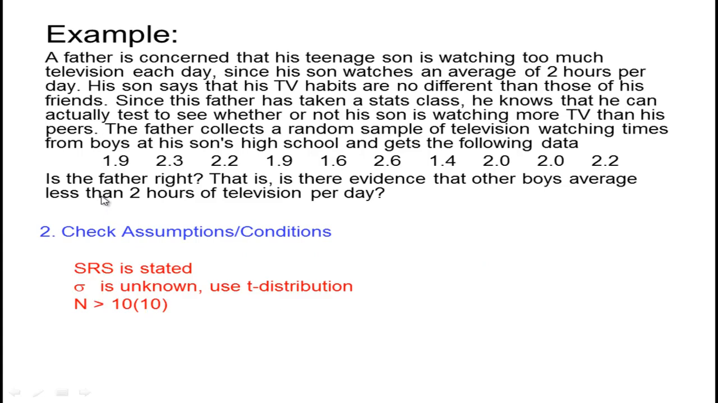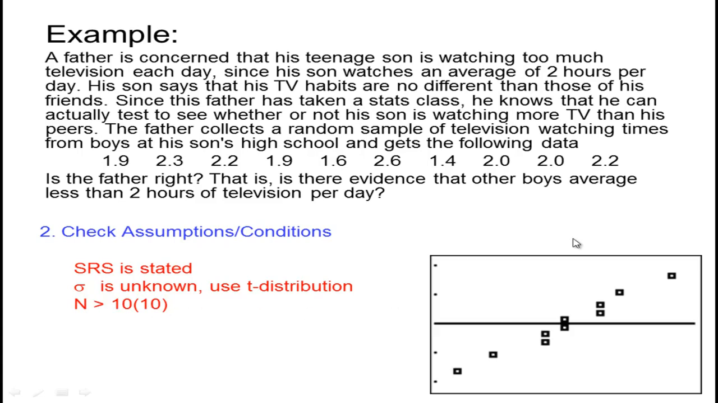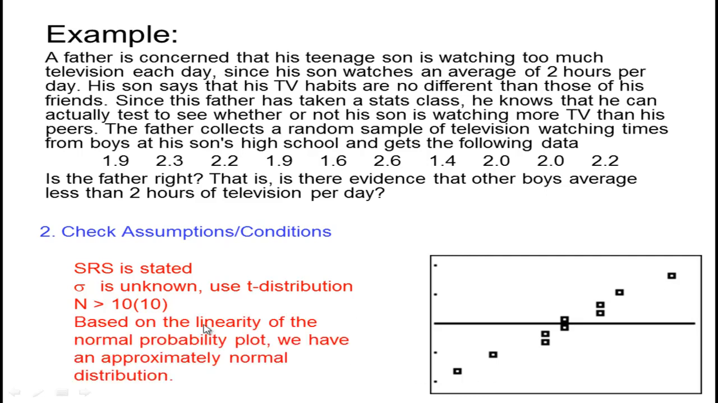Our assumptions and conditions: we have a simple random sample, and it's stated. Sigma is unknown, so we're going to use a t-distribution. And our population size is greater than 10 times our sample size. Next, we do a normality plot based on the data, and since the normality plot looks linear, we have an approximately normal distribution.